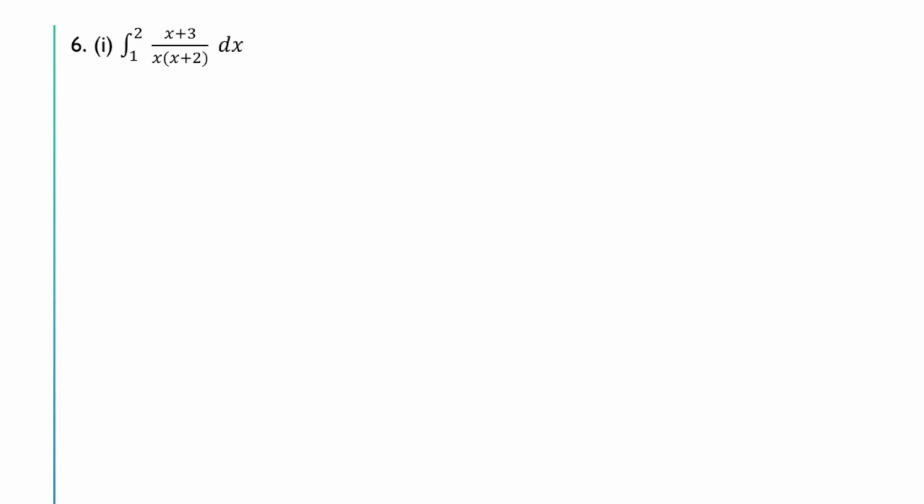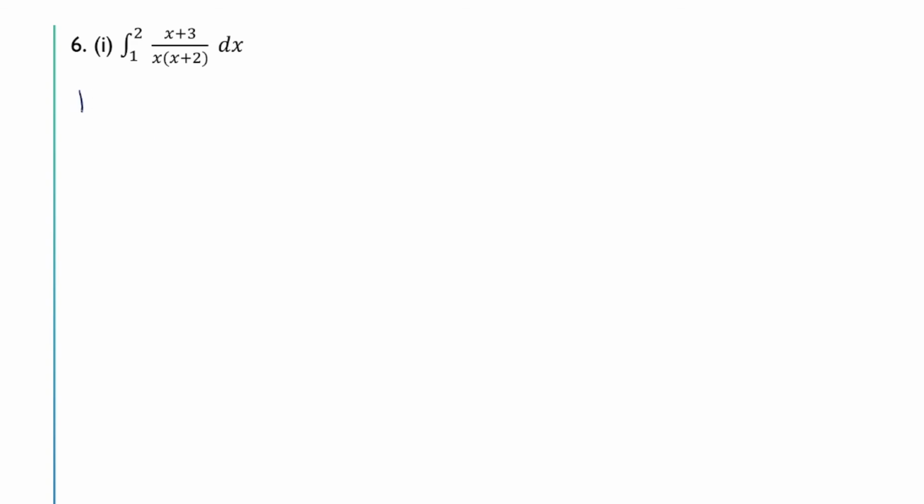Next question, integral 1 to 2 (x plus 3) upon x into (x plus 2) into dx. Only if we have 1 by x into (x plus 2), we can find the partial fractions directly. When we have integral (x plus 3) by x into (x plus 2) into dx, then we have to do this only by using integration by partial fractions.